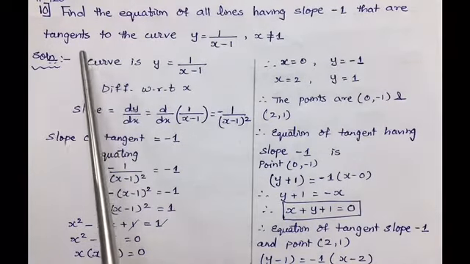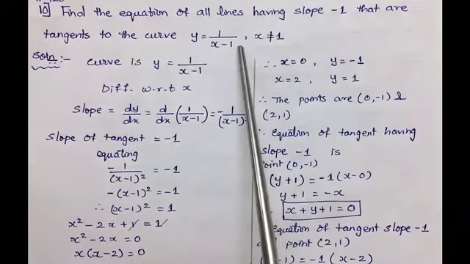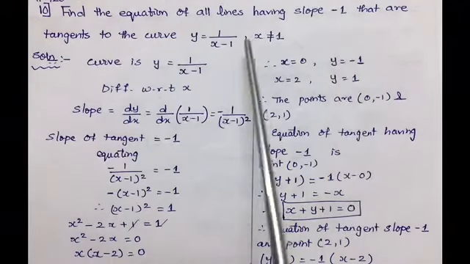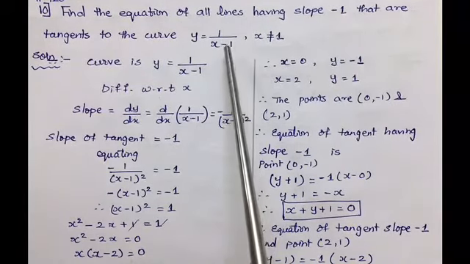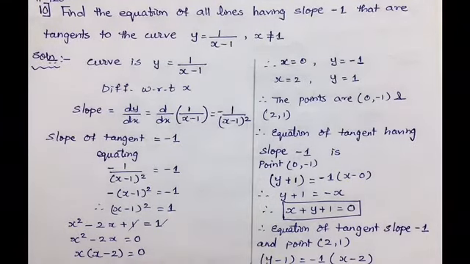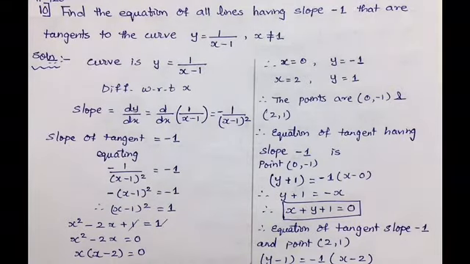Now to calculate the equation of tangent, we need point and slope. Slope is given but the points are not given. So we need to calculate first the points. Points means x and y value. Then using that x and y value and the slope as -1, we will calculate the equations of tangents.